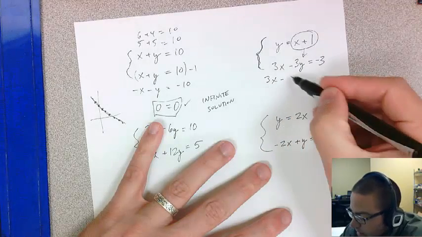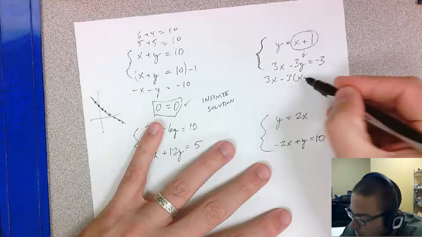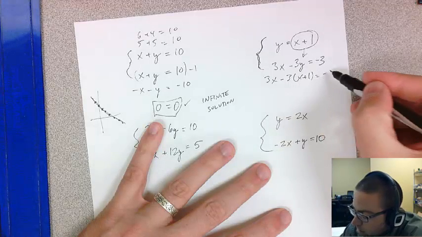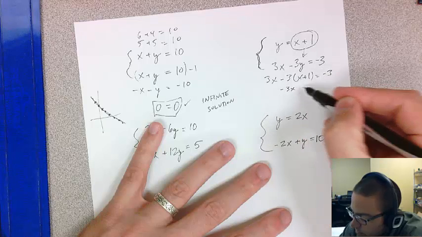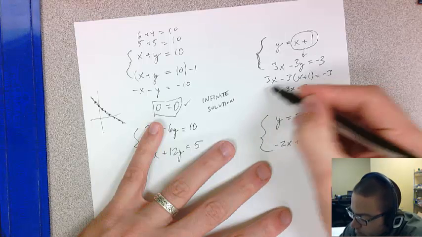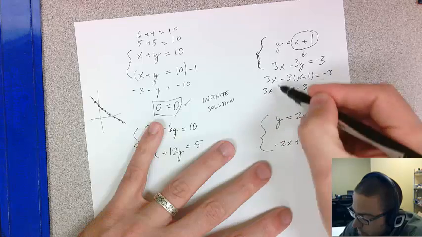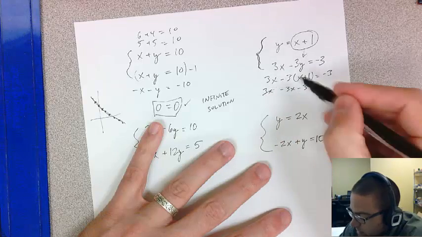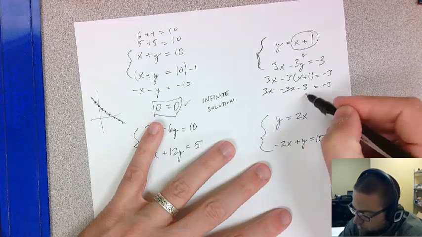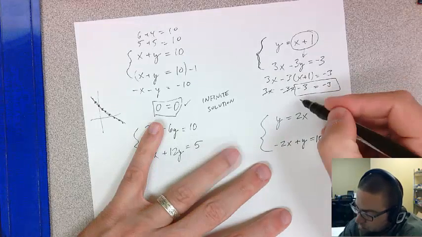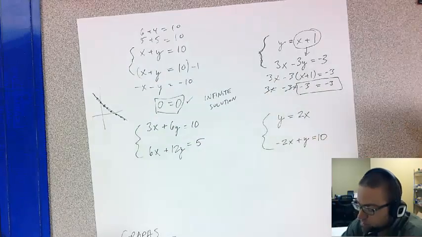So I get 3x minus 3 times the quantity x plus 1 equals -3. So then I distribute that, so it'd be -3x, -3. So I have 3x minus 3x, which is 0, right? And so it dropped out, and I get -3 equals -3. So this is true, right? So this is another case where it's infinite solutions.